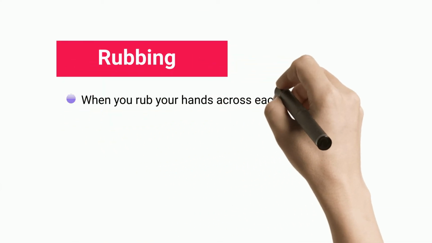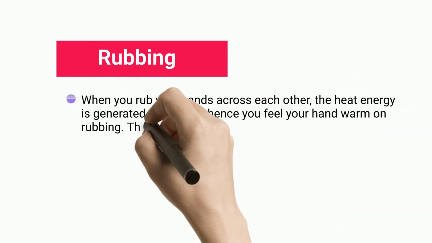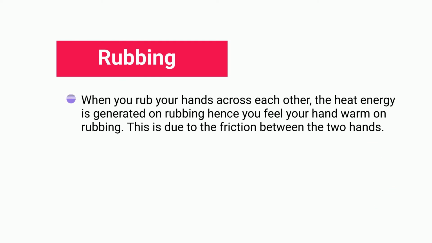Rubbing. When you rub your hands across each other, heat energy is generated on rubbing, hence you feel your hands warm. This is due to the friction between the two hands.